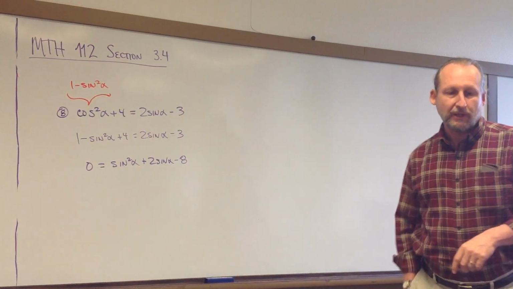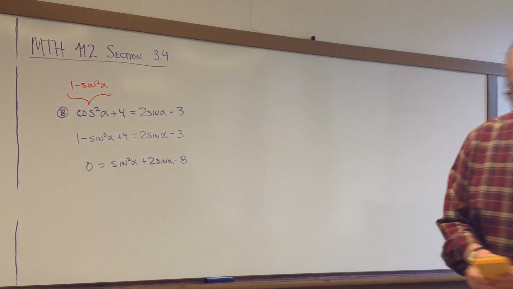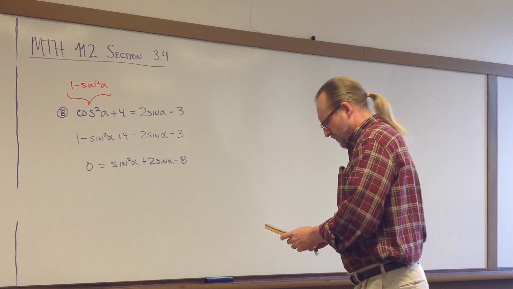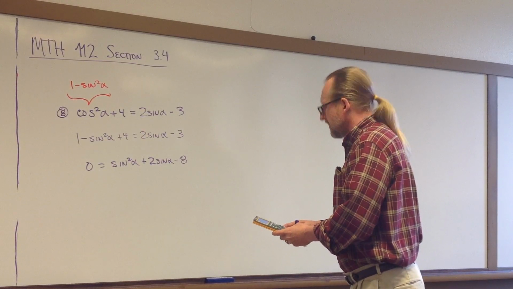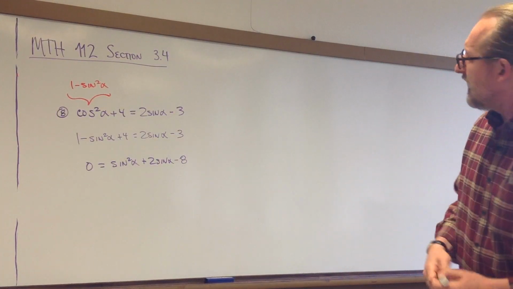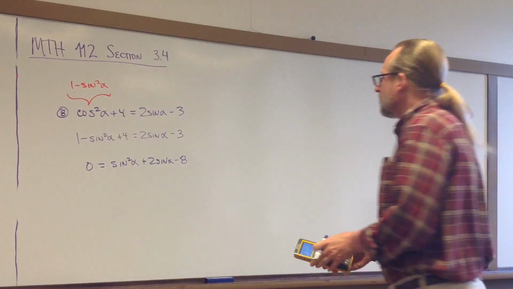Okay? Alright, so now we've got everything over on one side of the equation. And let's go ahead and run this through the quadratic. So A is 1, B is 2, C is negative 8. And it looks like this one will not have any solutions.